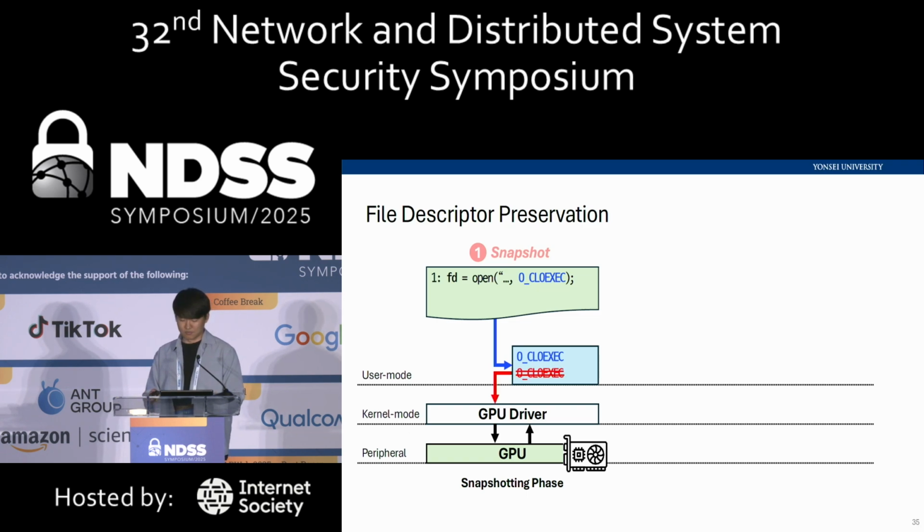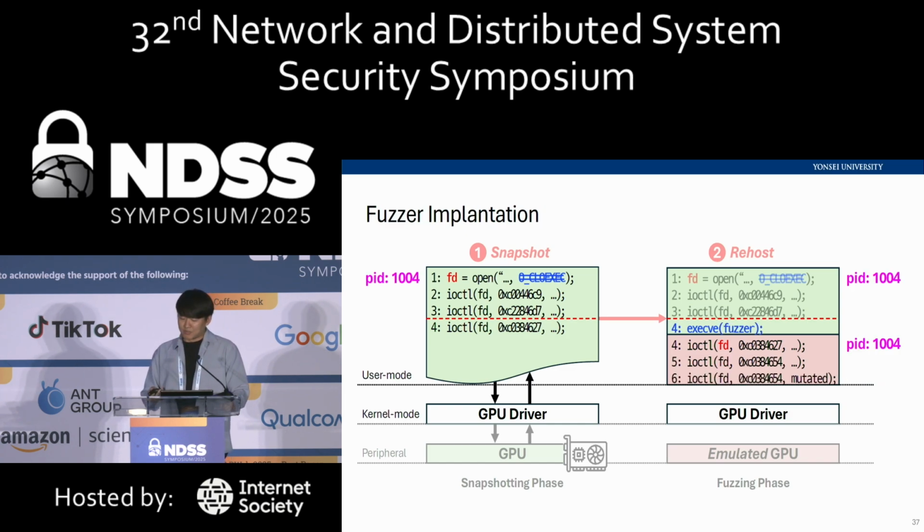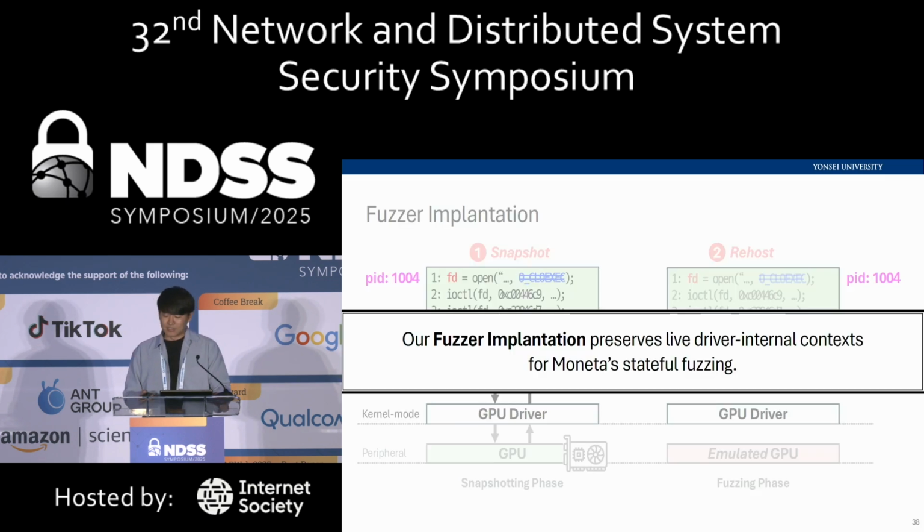open calls. And then the agent erases the close-on-exec flags prior to executing the open call. And this allowed us to stop the file descriptors from closing when we execute. So in the end, these two techniques allowed the fuzzer to operate with the same PID as the original GPU process and also easily preserve the file descriptors in the GPU workload. So our fuzzer implementation techniques allowed us to preserve live driver internal context for Moneta's stateful fuzzing.